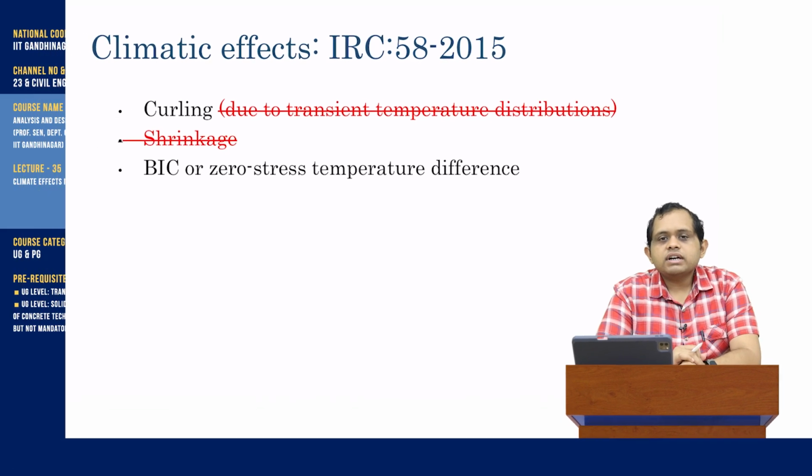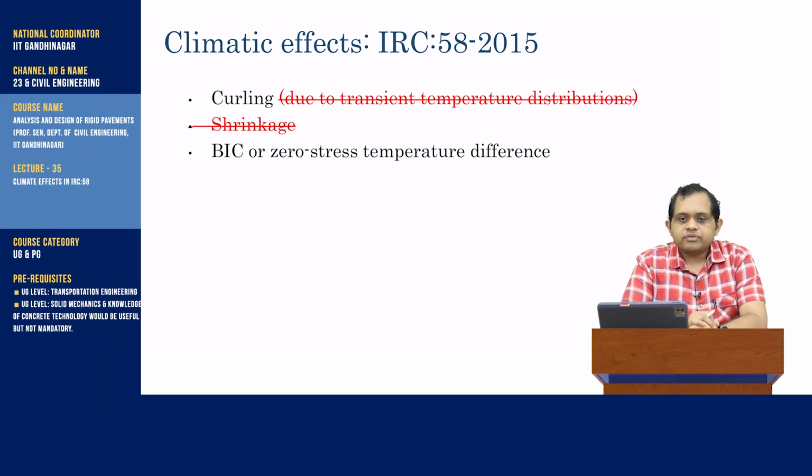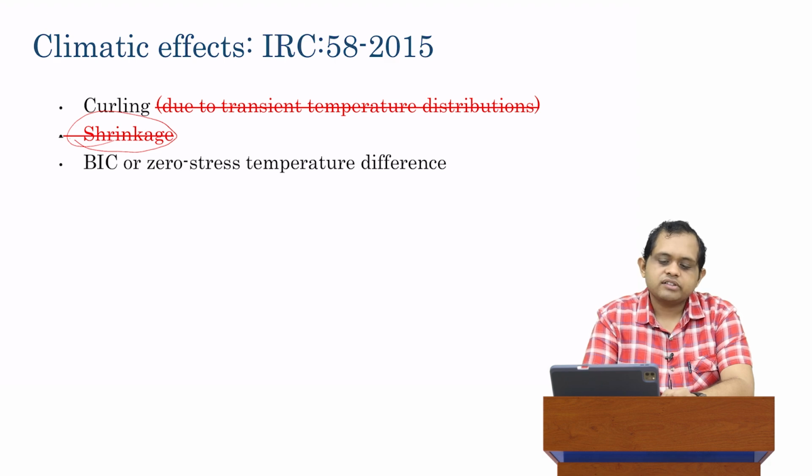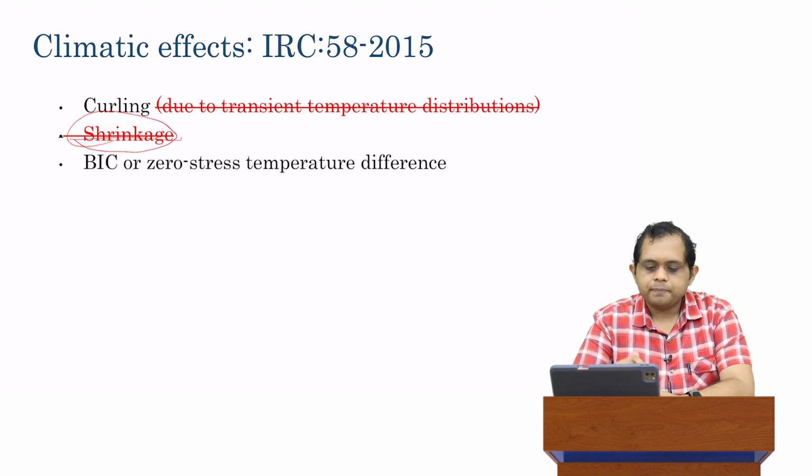Okay, so what are the climatic effects which are considered in IRC 58? I already mentioned there are basically three climatic effects that should be considered. That is curling due to transient temperature distributions, shrinkage, as well as built-in curling or zero stress temperature difference. Now, IRC 58 straight away is quite silent on shrinkage. It does not have an explicit consideration of shrinkage. That's why I've cut this out in red beforehand. There is no explicit consideration of shrinkage in IRC 58.